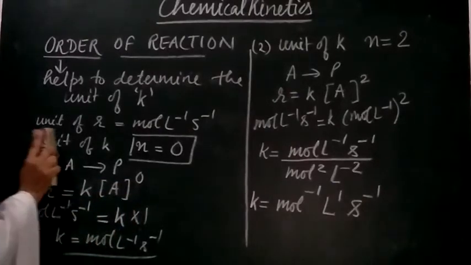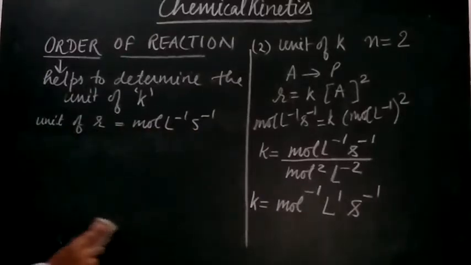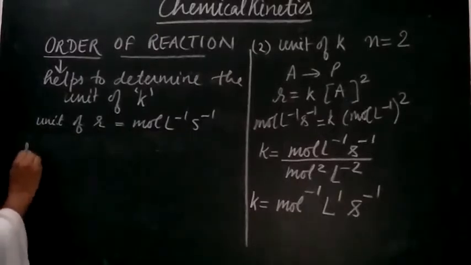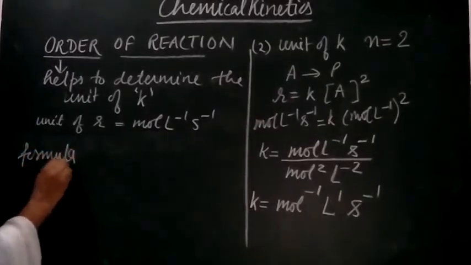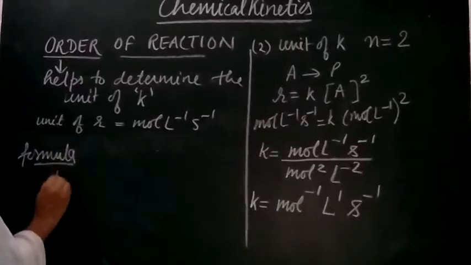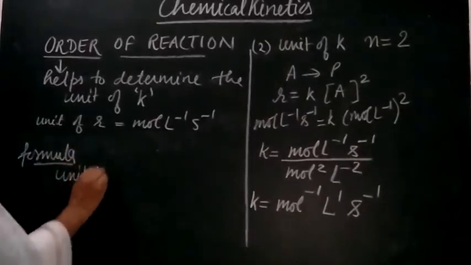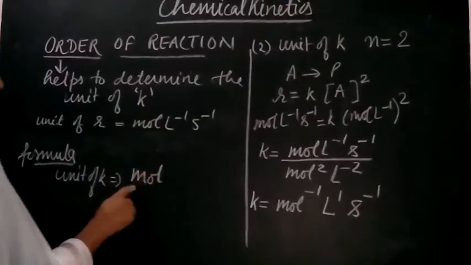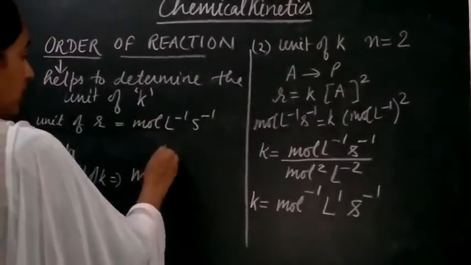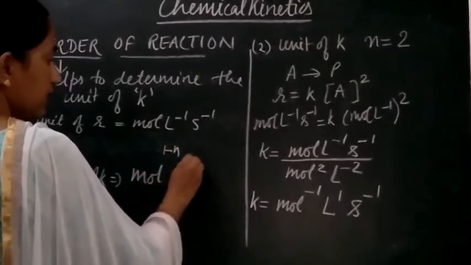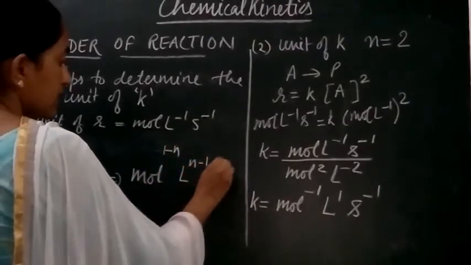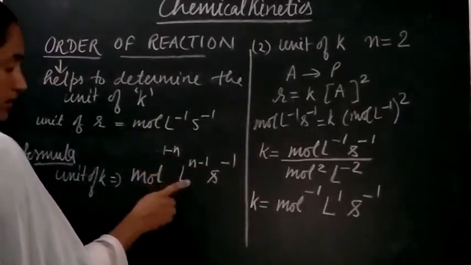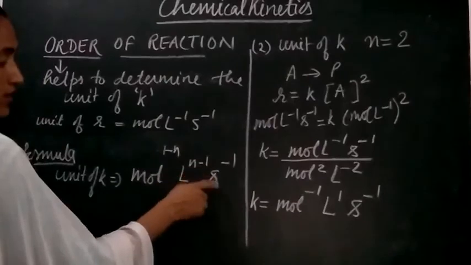Now I am giving you a general formula to find out the unit of rate constant, right? So the formula is here. We will write unit of K will be equal to mole 1 minus n, liter n minus 1, and this is second inverse.